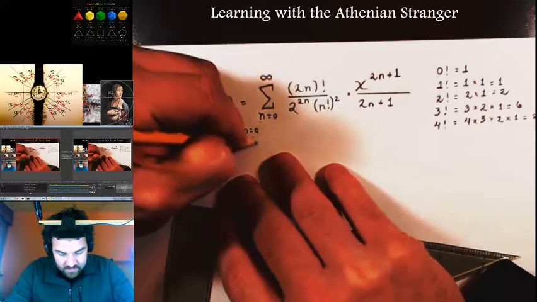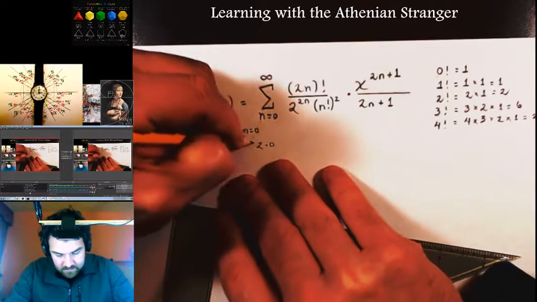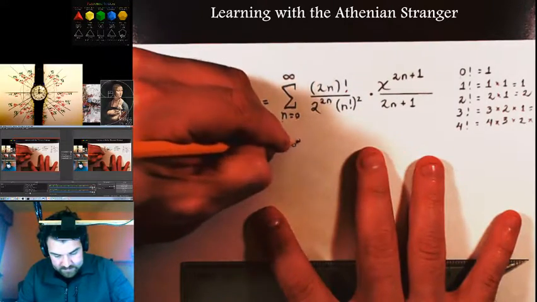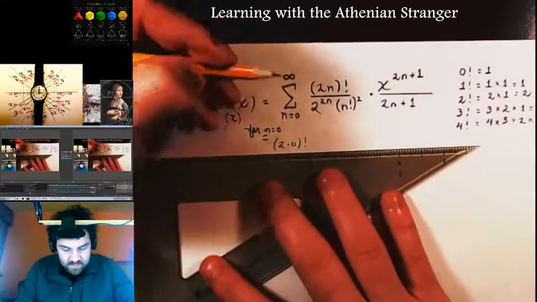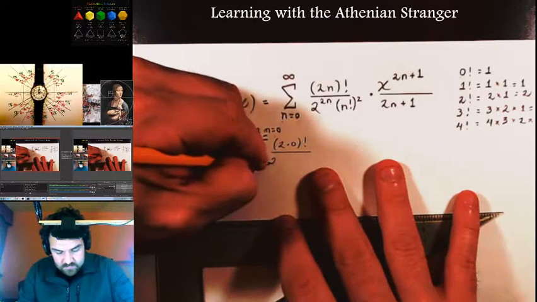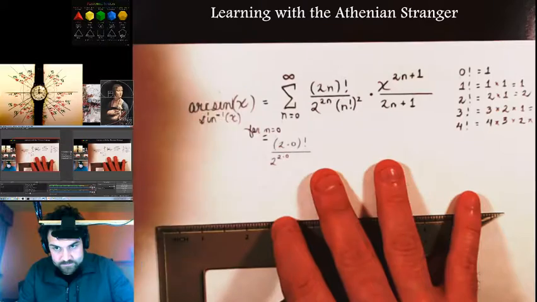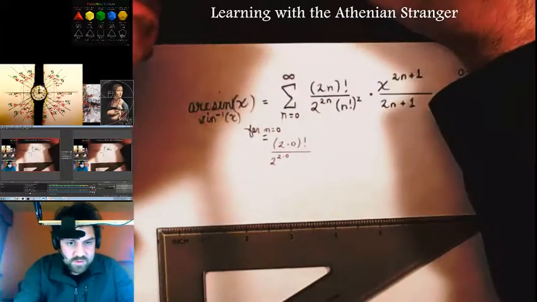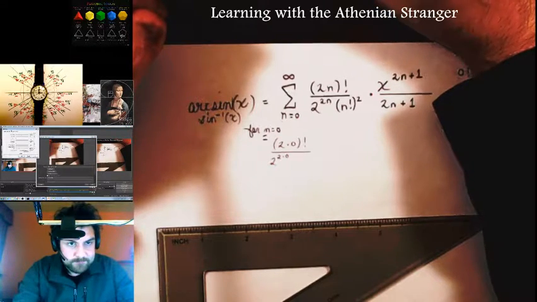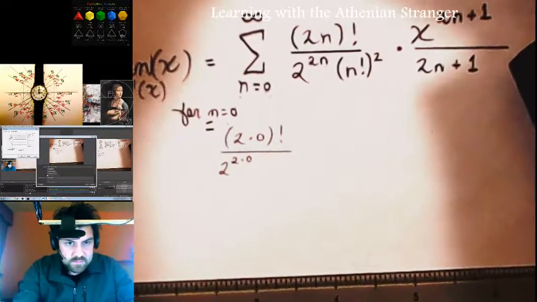All right. So I have 2 times 0, factorial. And that's all divided by 2 raised to the 2 times 0. Maybe I should zoom in on this a little bit. Let me zoom in on this just a little bit so you can see what I'm doing. All right? Good.